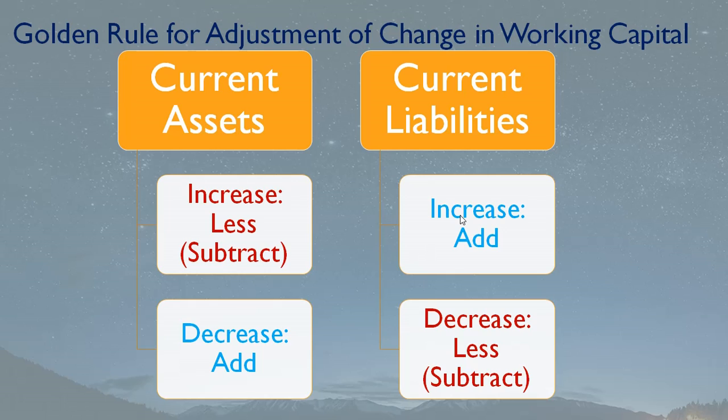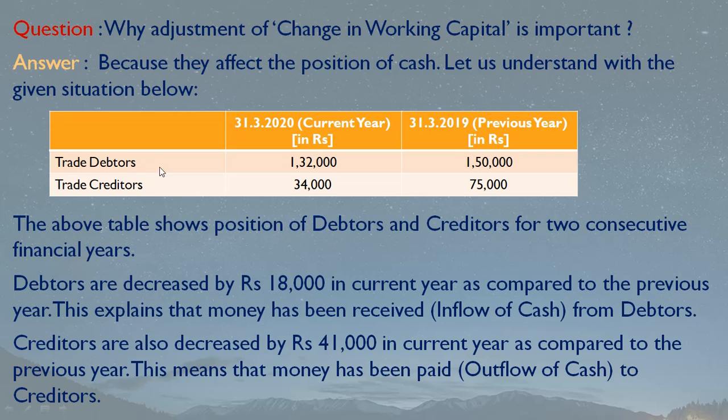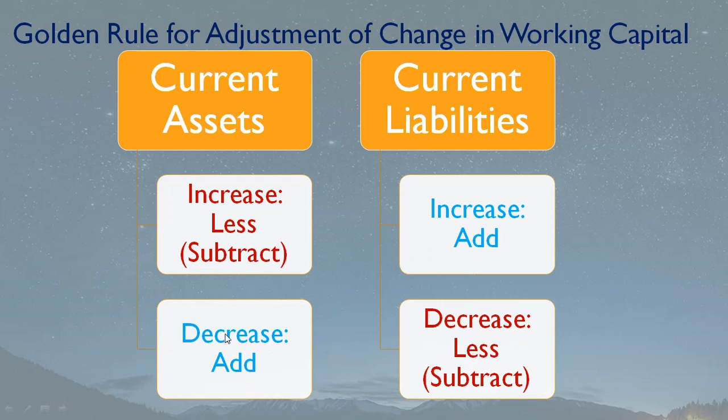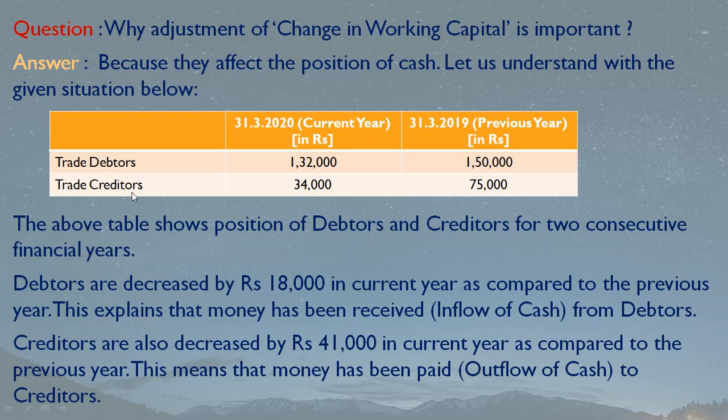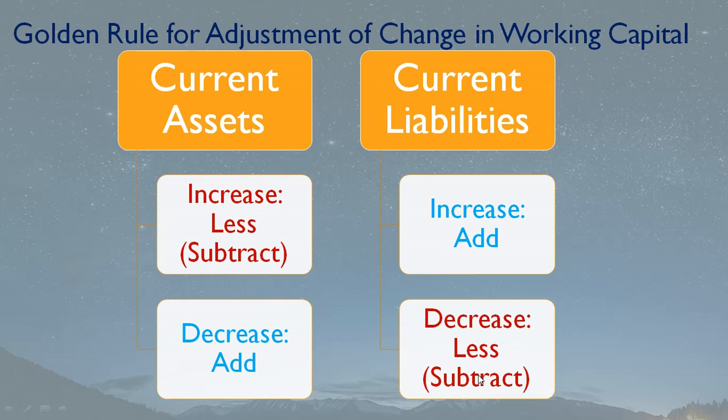But for current assets it's quite the opposite. If the current assets increase, then do subtraction, and if they decrease, then do addition. As we can see in this table, debtors are actually decreasing, isn't it? Previous year they were 1,50,000, but in the current year they are only 1,32,000. So by 18,000 they are decreasing, and if they decrease, you do plus or addition. And here creditors are decreasing by 41,000, isn't it? So if they decrease, do subtraction.